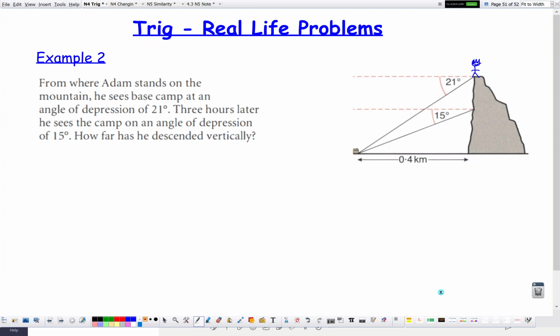So here's what I need to do in this case. I actually need to form two triangles. First of all, using this 21 degree angle and finding that total vertical height. Then, using this information, forming a smaller triangle and finding just this vertical height. And then the difference between the two of those is going to be the amount of vertical distance that he's dropped. Alright, so this is, to be honest, probably slightly beyond that level 4, but I did want to show you it because I think you guys are capable of it. Okay, so I just wanted to show you this one.